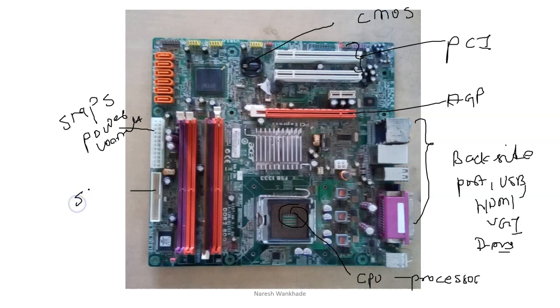are used for SCSI interface, that is small computer system interface, which is used to connect hard disk drive or DVD or CD drive. And these sockets are there for RAM, random access memory, that is primary memory. Here this is actually used for BIOS.